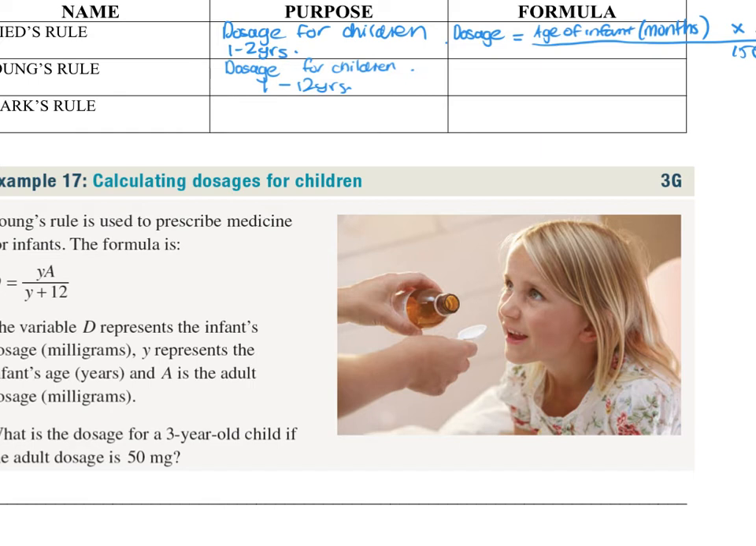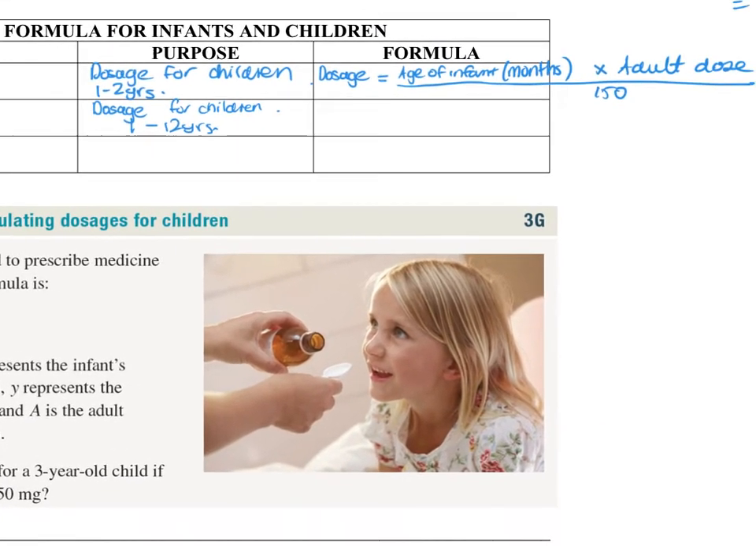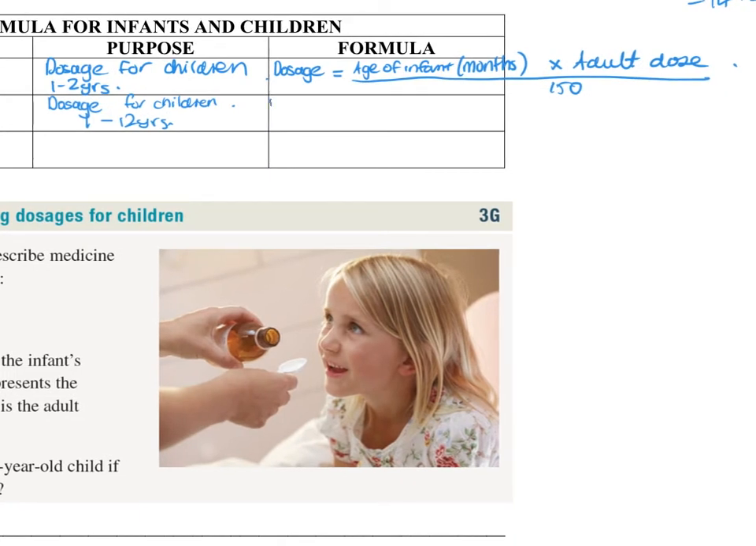Yeah, the one above only goes to how old? 2 years. This one goes to 12 years. Okay, now this guy came up with this formula. The dosage, and write this in, is equal to the age of the child, but this time you need to insert the years, not the months. Okay, and we times it by the adult dosage.